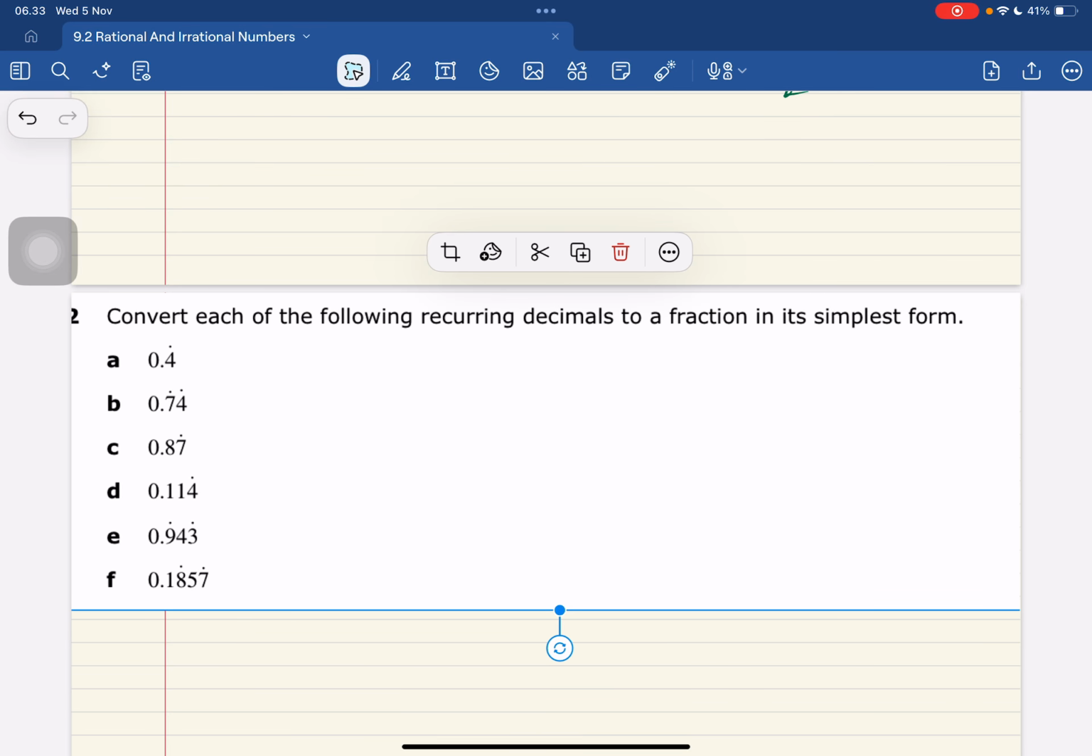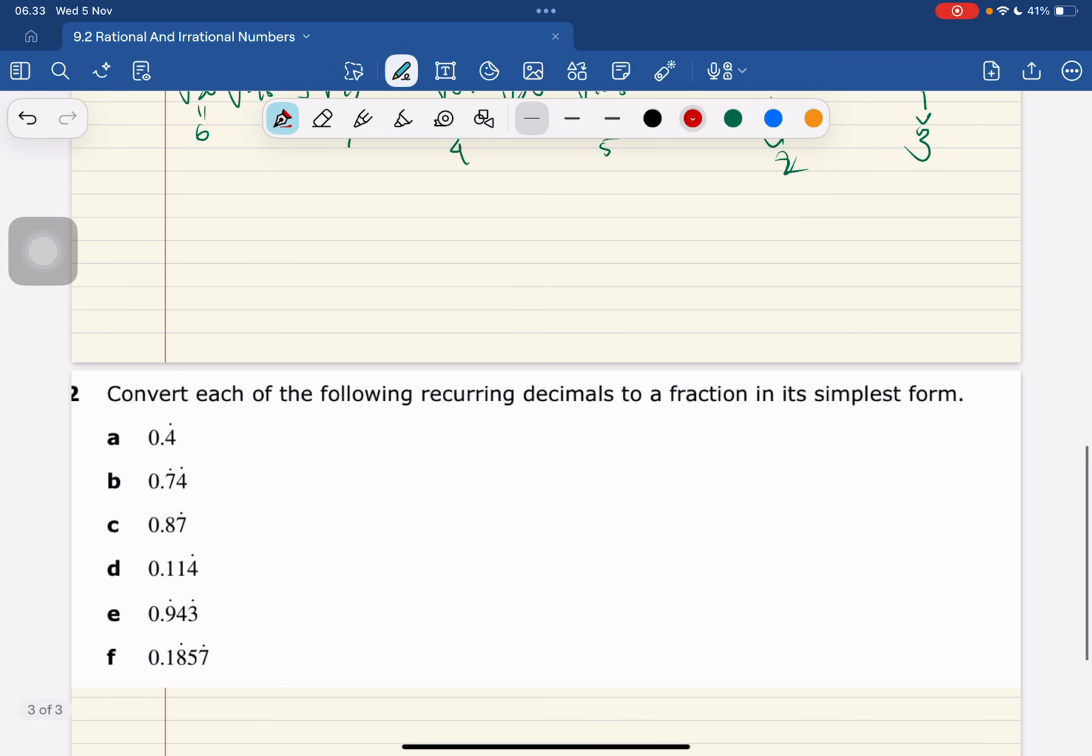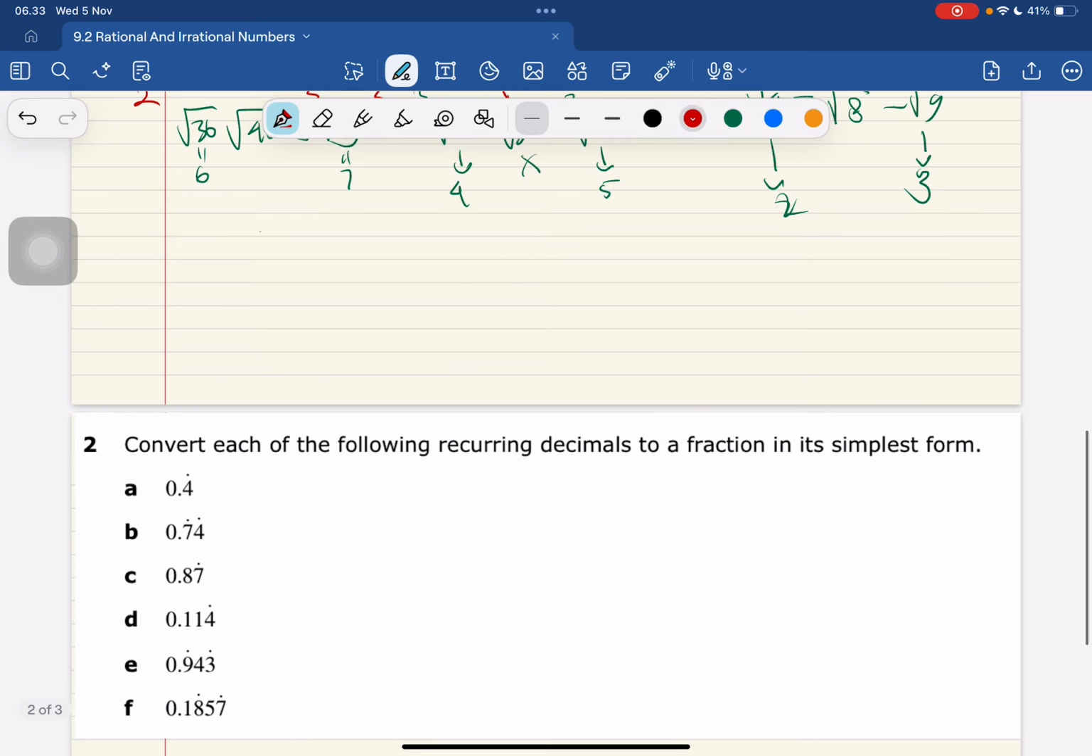Next, number 2. Convert each of the following recurring decimals to a fraction in its simplest form. Okay, so we'll start with number 2a. As you can see, I will write it here. So this will be 0.444444.